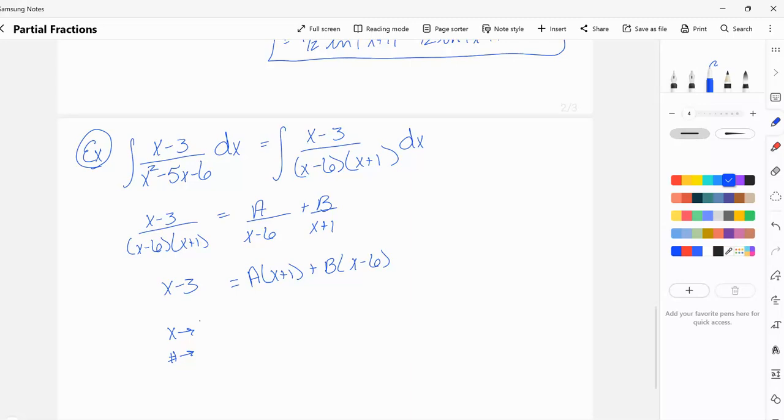So my coefficient over here for x is 1. That's going to be equal to A plus B. My number on the left is negative 3. That's going to be equal to A minus 6B. So there's my system. Let's plug everything into my matrix. Let's solve. I'm going to do that off screen.